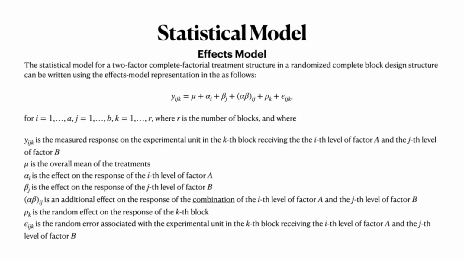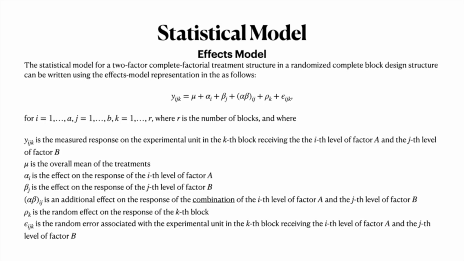We can also represent this model using the effects model representation. Here again, we are expanding out the mu sub ij into the effects parameters. So y ijk equals mu plus alpha sub i plus beta sub j plus alpha beta sub ij. That part is the representation of the treatment mean expressed using effects model parameters. And then we add to that the design structure part of the model. So we have plus rho sub k plus epsilon ijk.